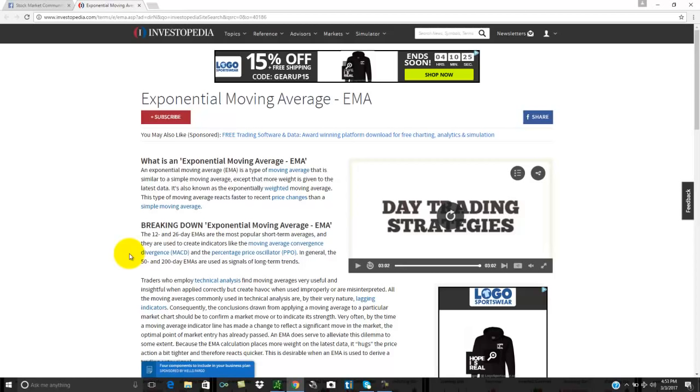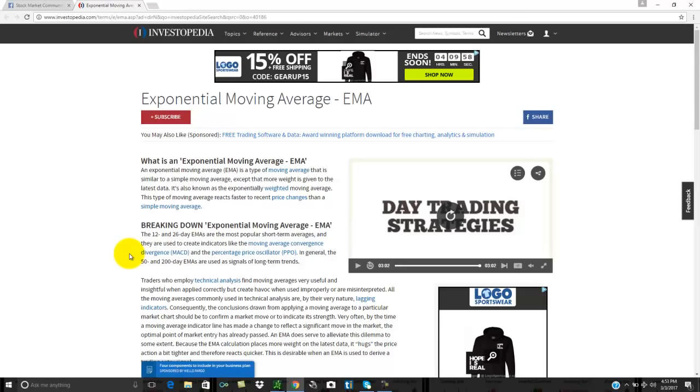So what is an exponential moving average, or EMA? Well, an exponential moving average is a type of moving average that is similar to the simple moving average, except that more weight is given to the latest data. It's also known as the exponentially weighted moving average. This type of moving average reacts faster to recent price changes than a simple moving average.